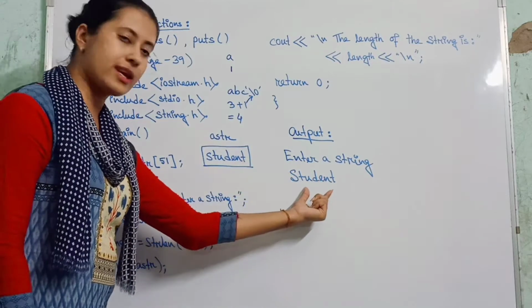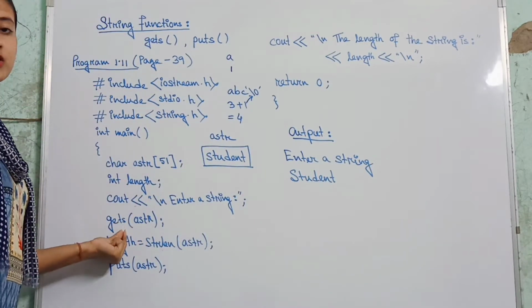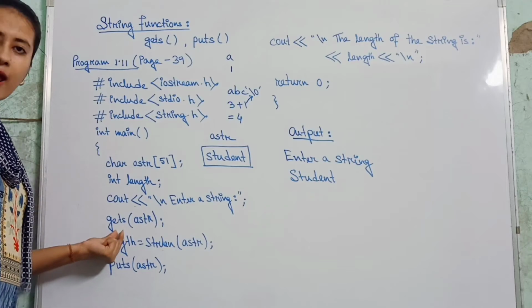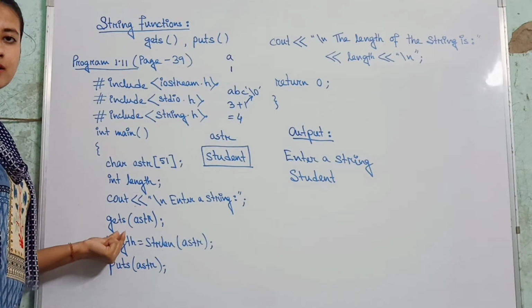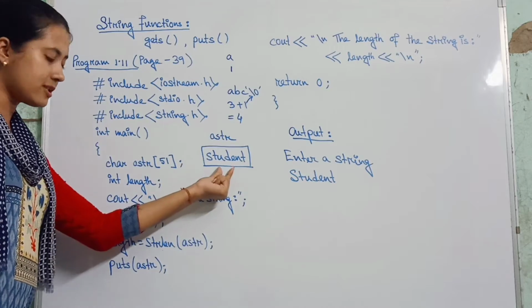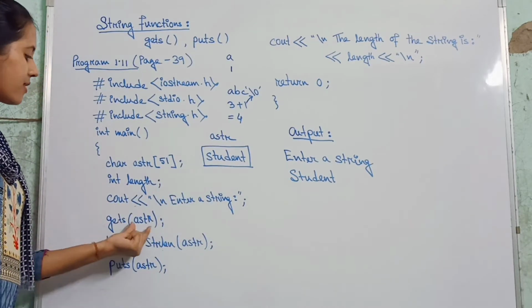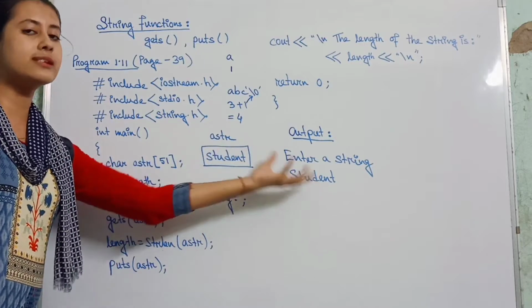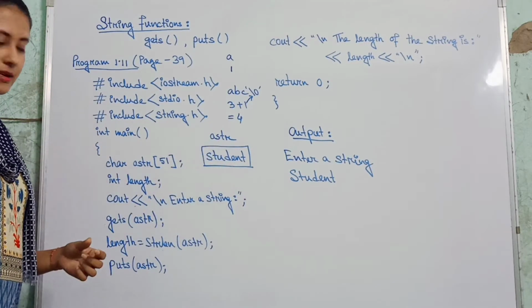Clear? So gets astr means it is getting the string entered by the user through the keyboard. Because it is a string variable, that's why we have used the gets function. getchar will not be allowed here. getchar is used only in the case of a character. And as this is a string value, that's why we are using gets. It will extract the string from the keyboard and store it in the variable astr.